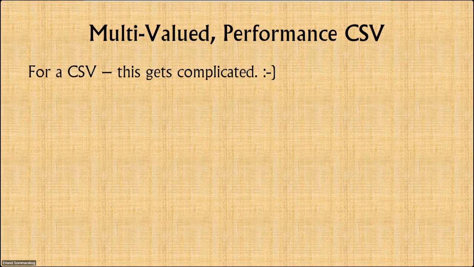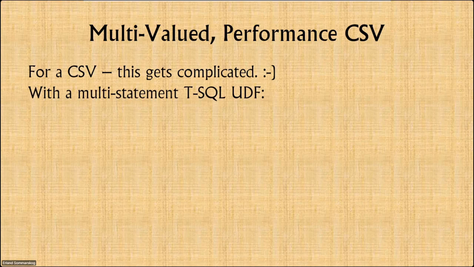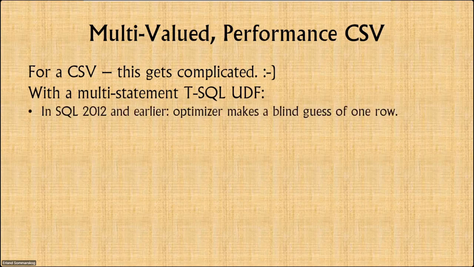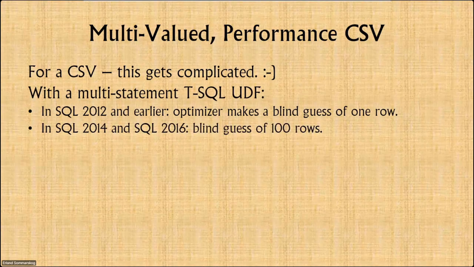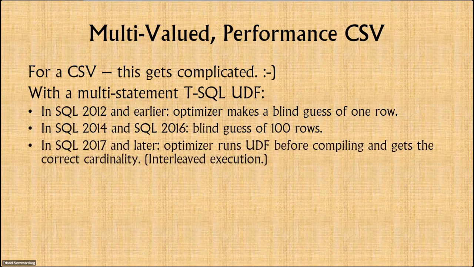Well, I blame Microsoft. So anyway, if the string split is done with a multi-statement T-SQL function, then this applies. If we are in SQL 2012 or earlier, the optimizer will make a blind guess of one single row, which I think in this context is not too bad, because usually users will only put in maybe 1, 2, 3, or 4, hardly 100, just a few. But on SQL 2014 and 2016, the blind guess is 100 rows, which in most cases will lead to a gross overestimate. Now, in SQL 2017 or later, this has been addressed.